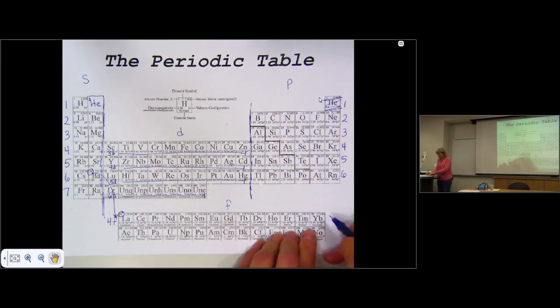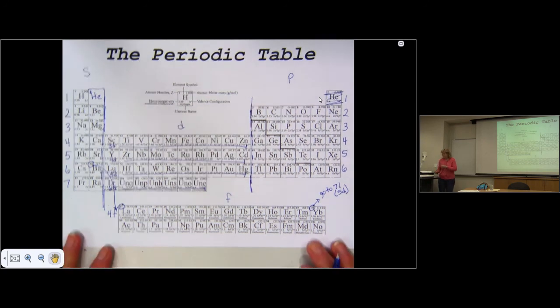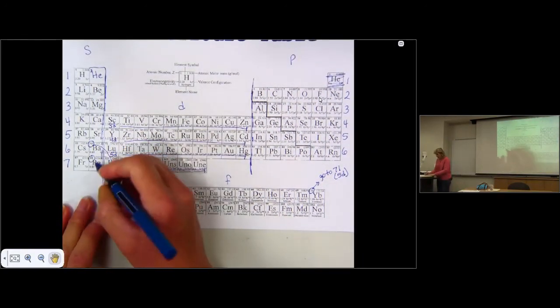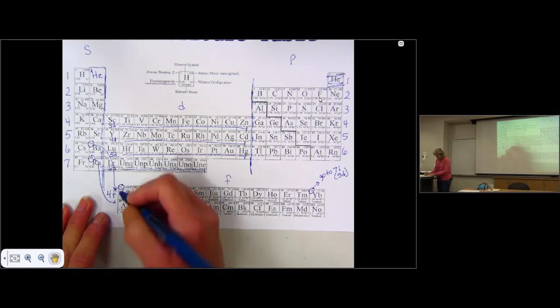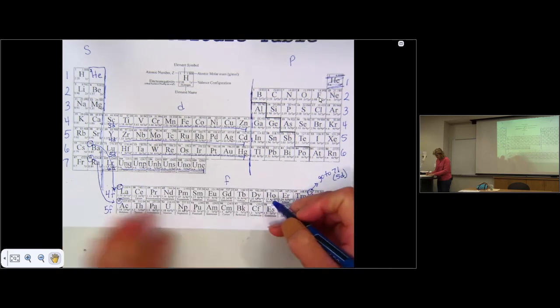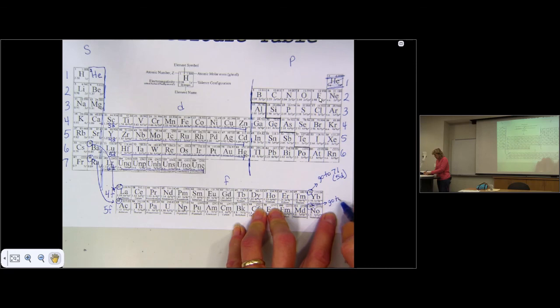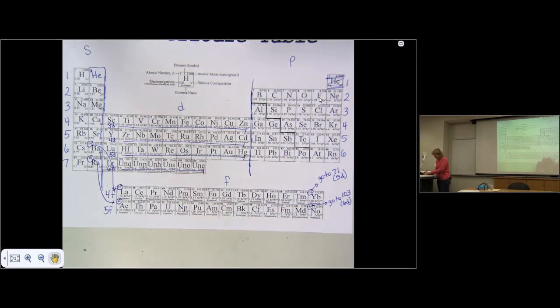Just do it now. Over here, you do 70 and then make a note to yourself. Go to 71, which is 5D. 88 comes down to 89, and that is 5F. And then when we get to the end, 102, go to 103, which is 6D.